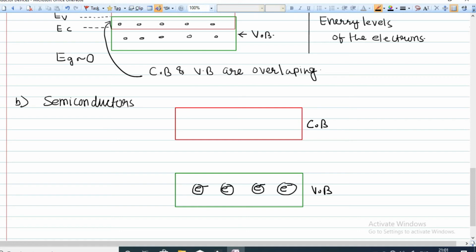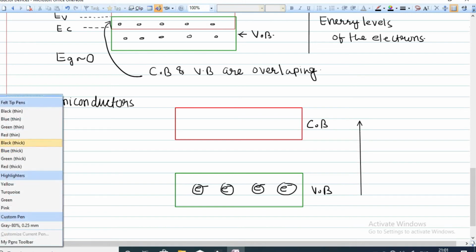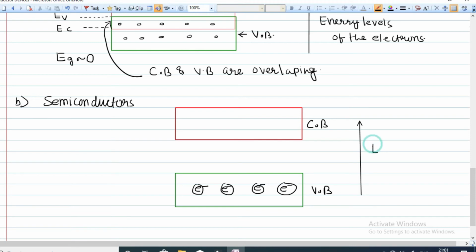Now when we are moving from bottom to top, from valence band to conduction band, the electron energy is increasing. The energy of the electron is increasing in this direction. It is giving you the electron energy. Energy of the electron is increasing from valence band to conduction band. This is the bottom of the valence band. Let me take the difference of the energy.